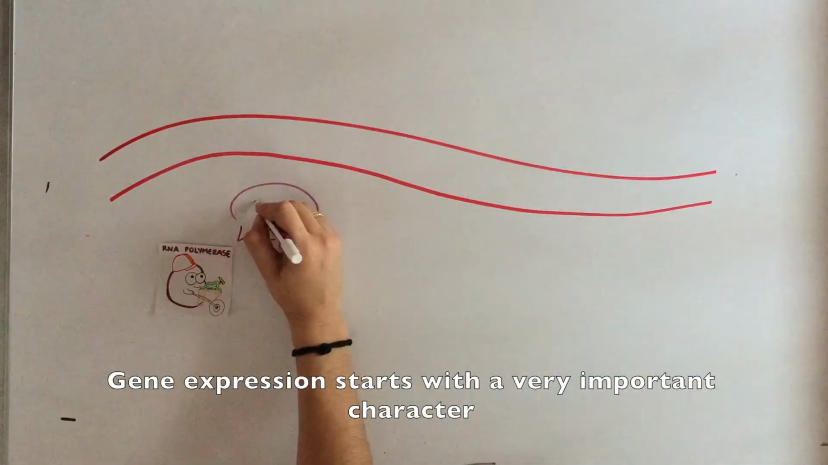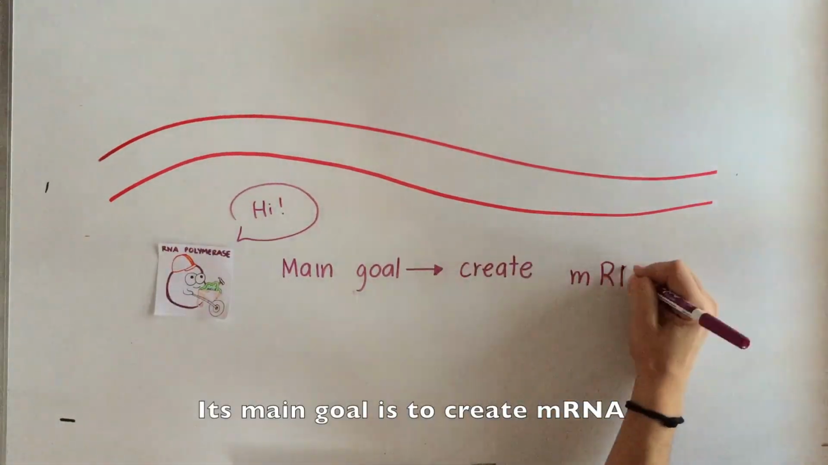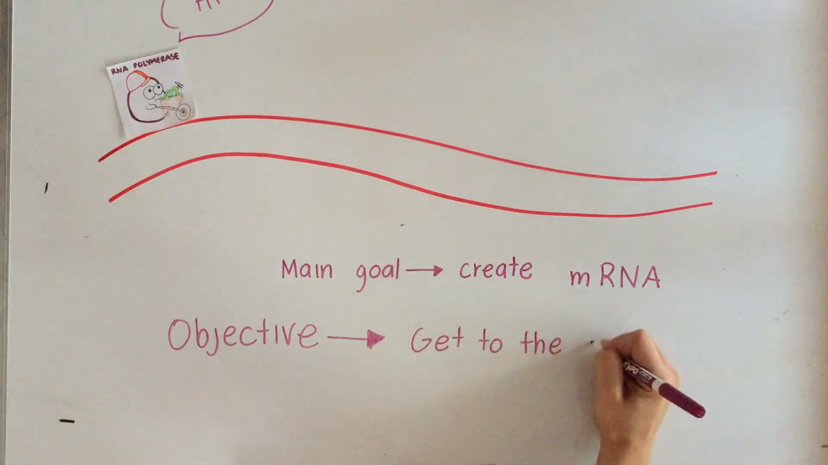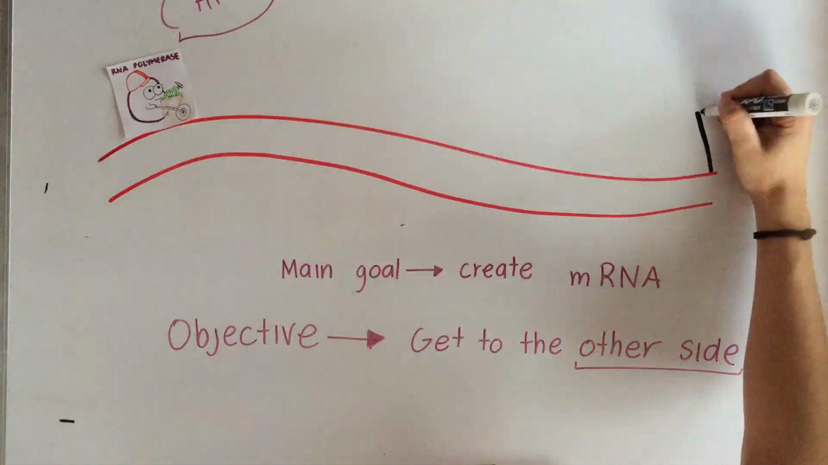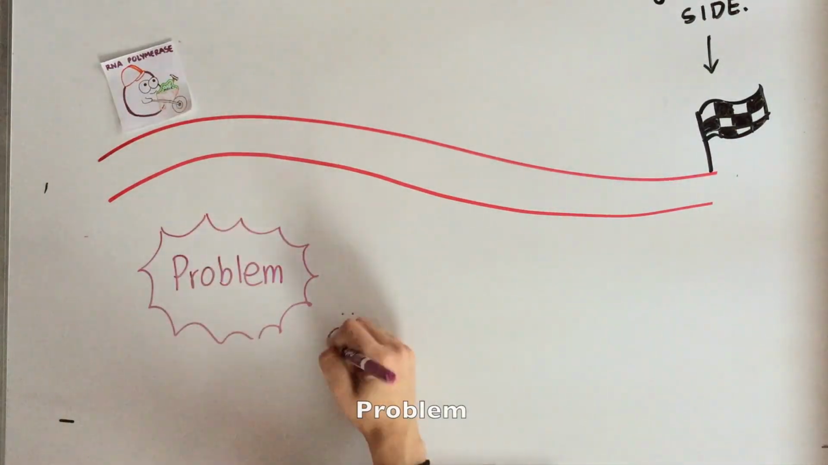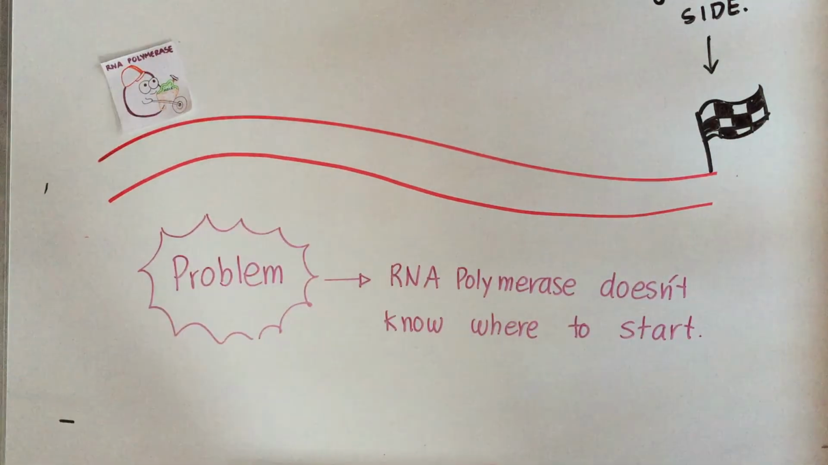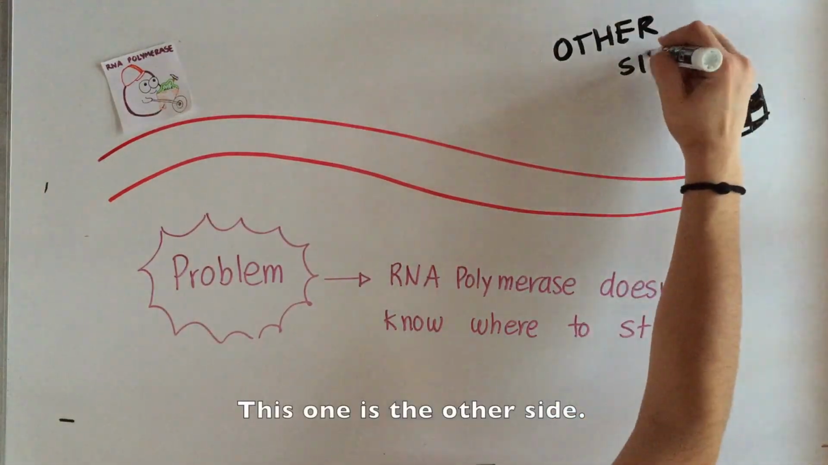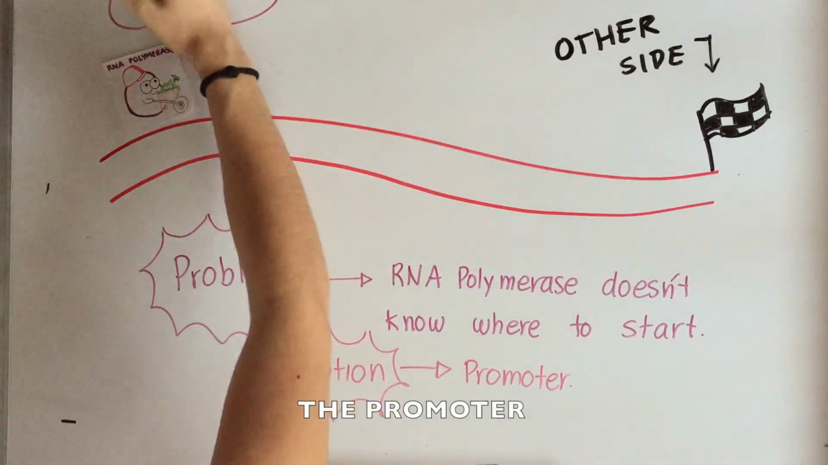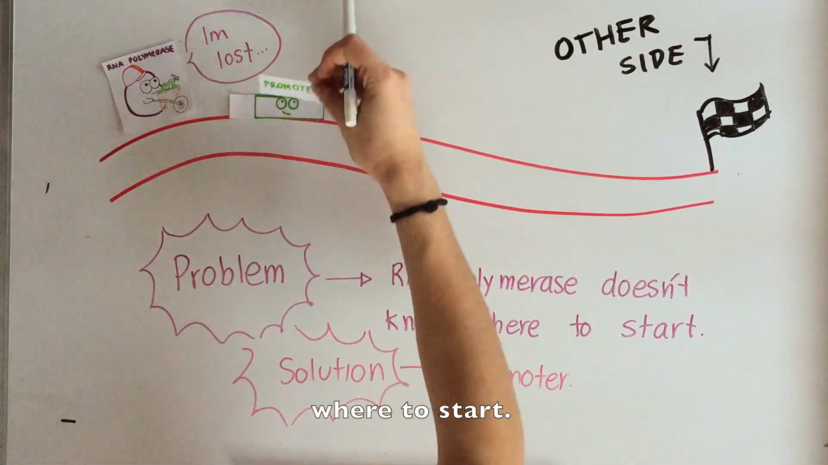Gene expression starts with a very important character, RNA polymerase. Its main goal is to create mRNA. Problem: RNA polymerase doesn't know where to start. Solution: it's saved by its hero, the promoter. This guy shows the RNA polymerase where to start.